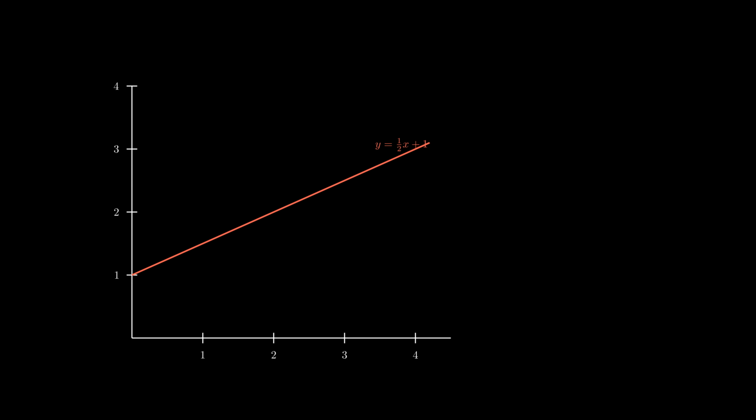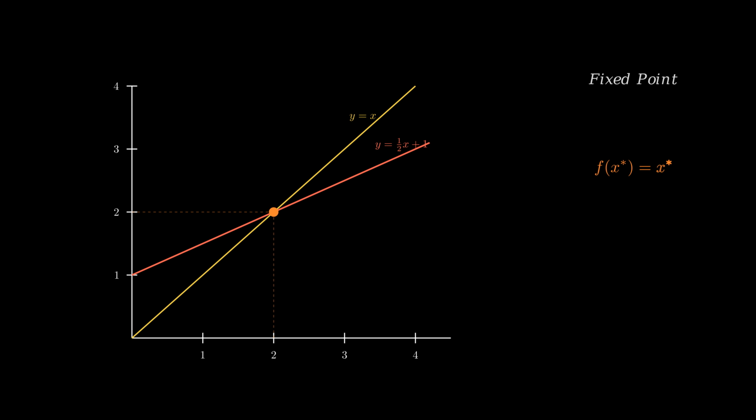A function takes an input x and returns a new value, f of x. Usually, the output is different from the input. But there may be a special value that the function leaves unchanged. At this point, the input and output are exactly the same. This is what we call a fixed point. In symbols, a fixed point x star satisfies f of x star equals x star.